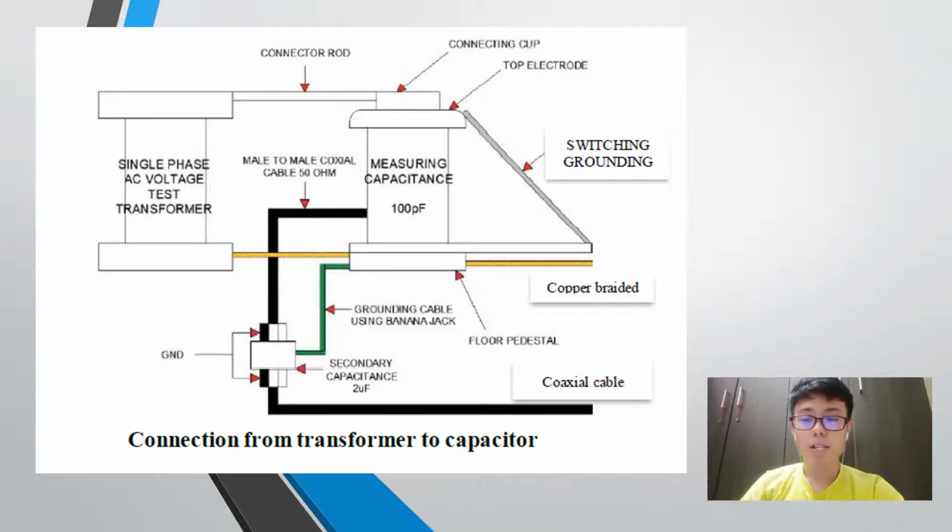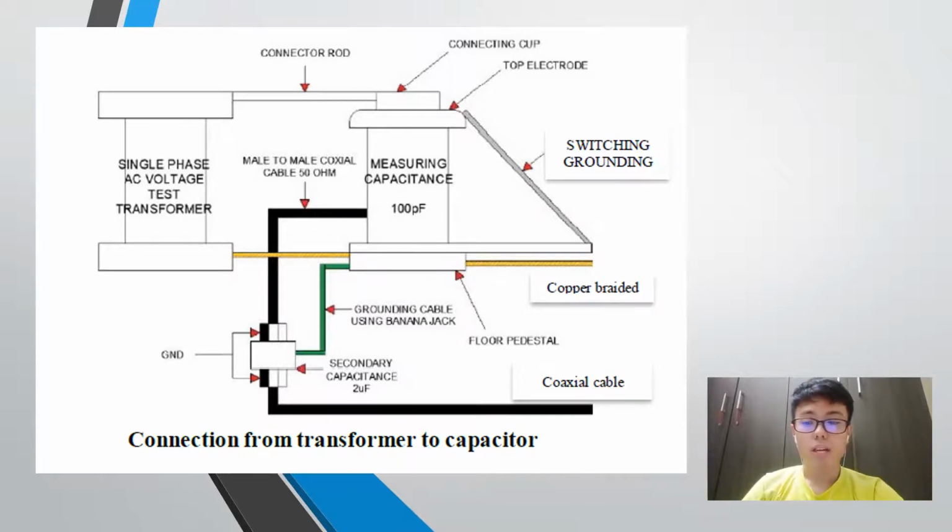Another grounding is at the banana to female connector at the end of the secondary capacitance. The measuring capacitance and secondary capacitance are connected in series. Voltage is divided in a capacitive DC voltage divider according to the formula V equals Q over C. Therefore, the voltage is inversely proportional to the capacitance value of the capacitor.